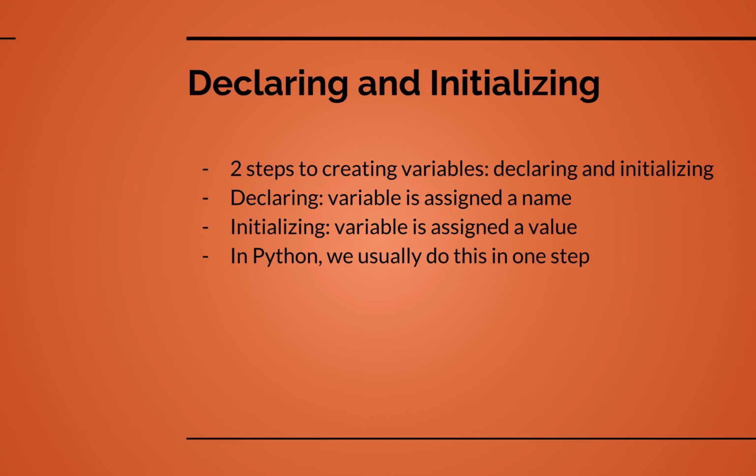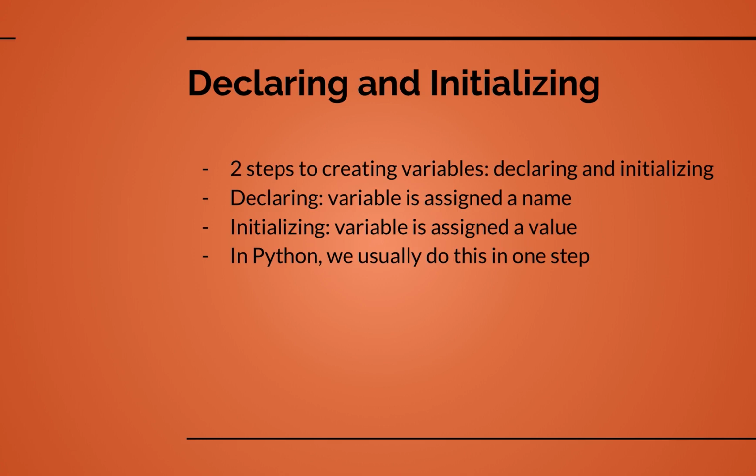Now, there are two steps to creating variables. These can be separated into declaring and initializing those variables. So the declaring step, or declaration, is simply creating a variable and assigning a name and usually a type. In Python, we actually don't explicitly assign a type. We just provide the name and the value, and the compiler interprets the type once it has a value.